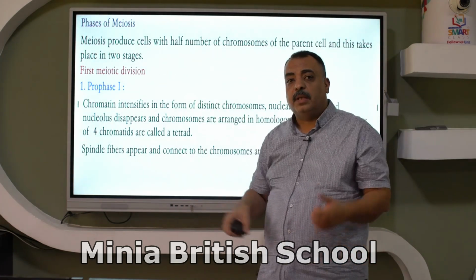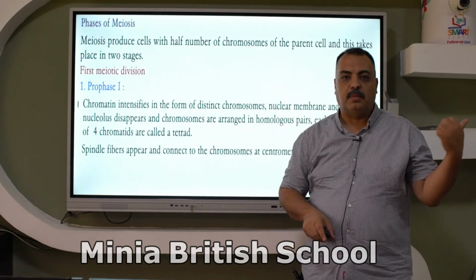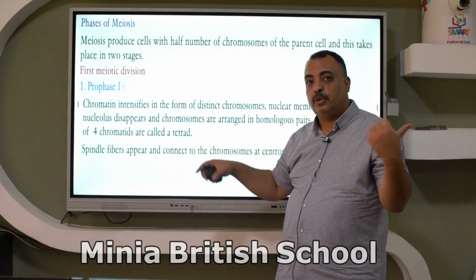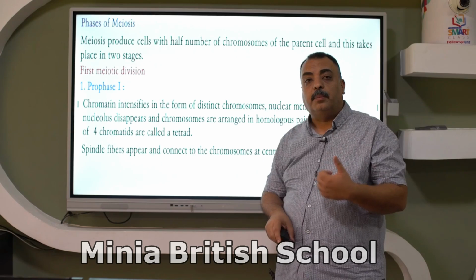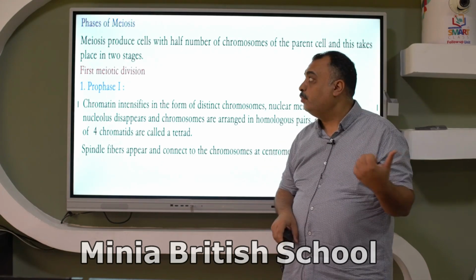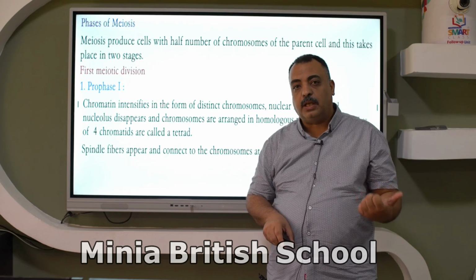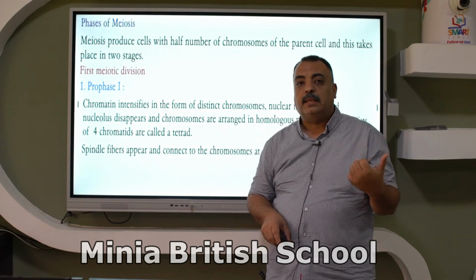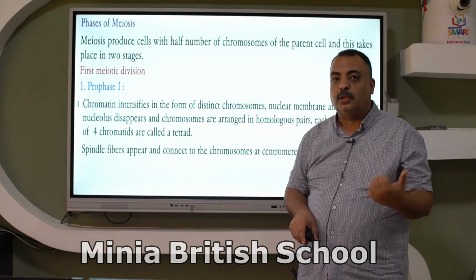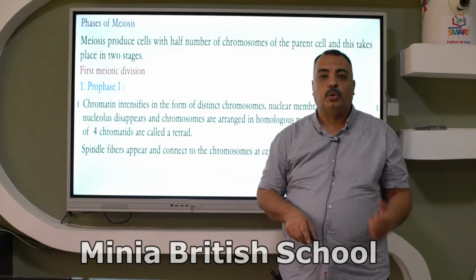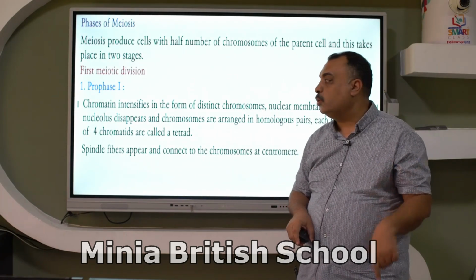The stages here begin with interphase, as in mitosis, which precedes the 4 stages of mitosis. Interphase also precedes the stages of meiosis. So the duplication of DNA comes through, and now we are ready to begin meiosis. Meiosis is divided into 2 stages, meiosis 1 and meiosis 2.